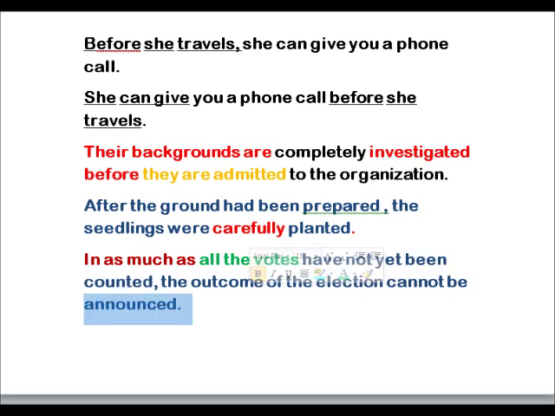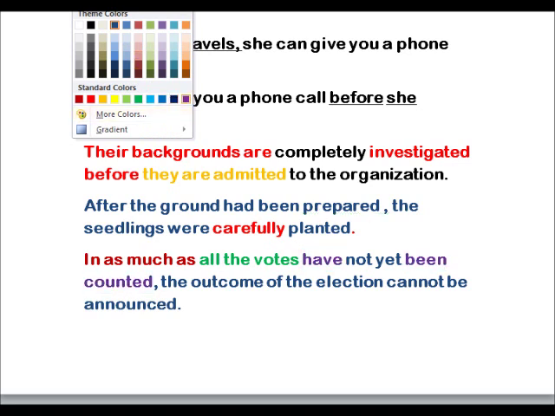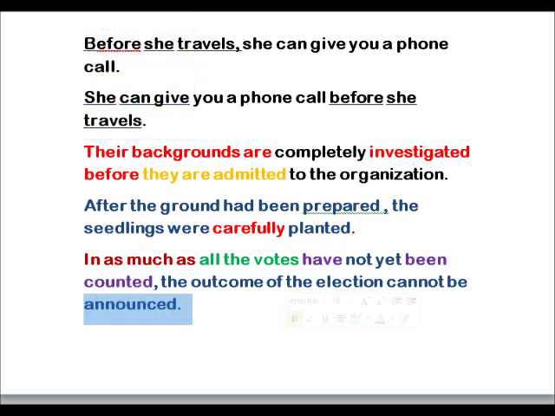Let's do it one by one because it's a big verb here. We've got "have," great, and then we've got "been," great, and we've got "counted." Okay, and let's give it a purple color. So look at this now. We've got "in as much as," that's the connector, "all the votes," that's the subject, and we've got "have not yet been counted," that's the verb.